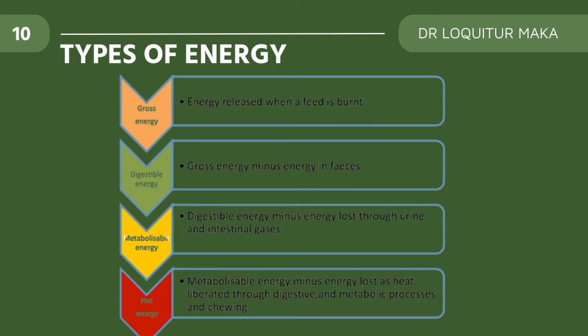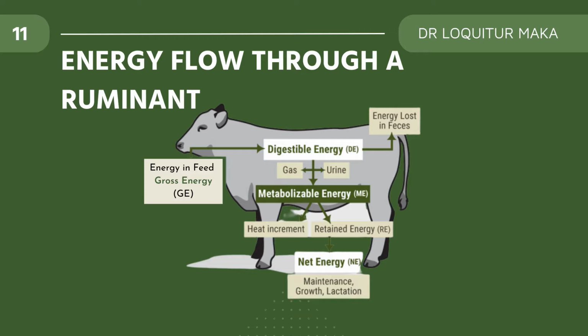So what do we mean? We are saying it's gross energy minus the energy lost in feces, minus the energy lost in urine and gases, and the heat requirements of the animal. This is the energy that is finally available for production as well as reproduction. If we look at this diagram of energy flow through a ruminant, it is a summary of gross energy, digestible energy, metabolic energy, as well as net energy.